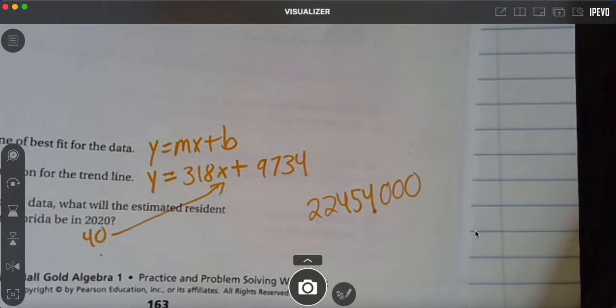Population of Florida in 2020. It was 21,538,187. Y'all, that's a pretty good thing though, they use this data and they made a prediction.